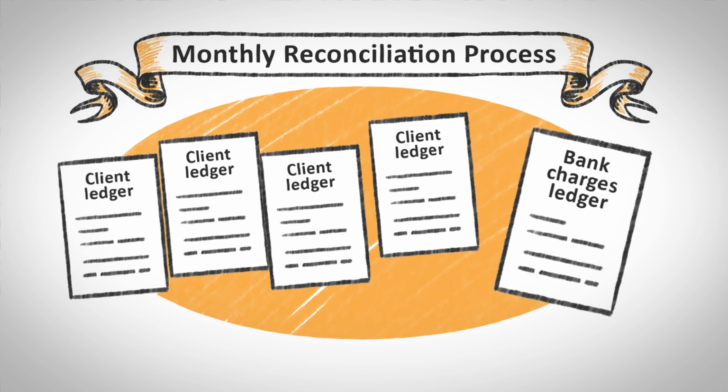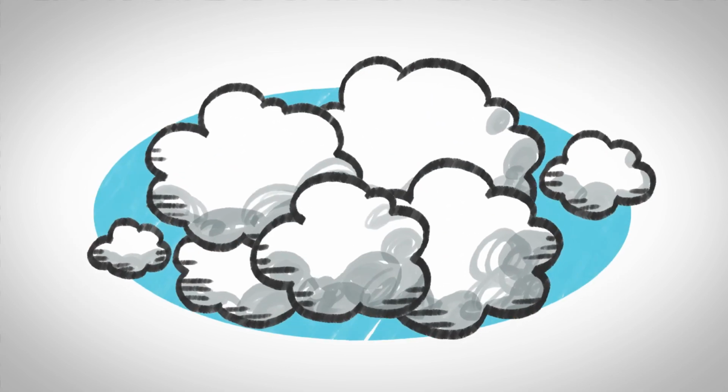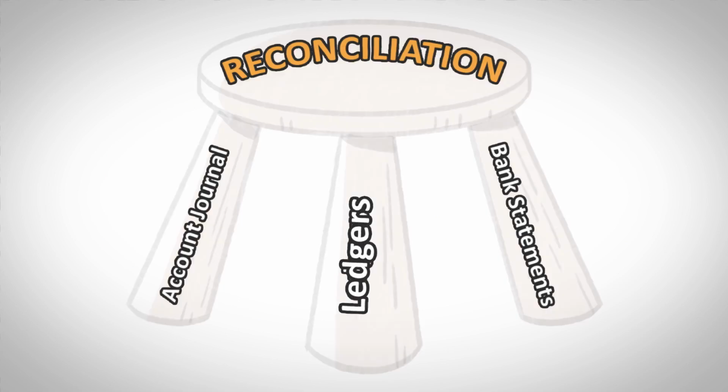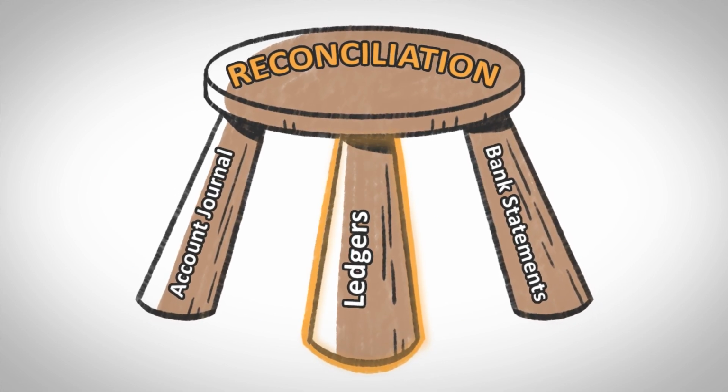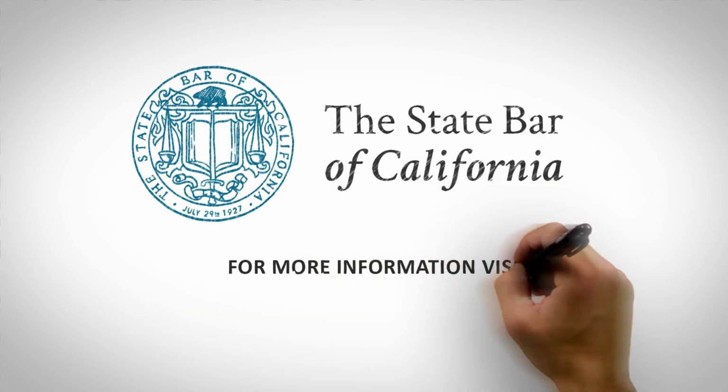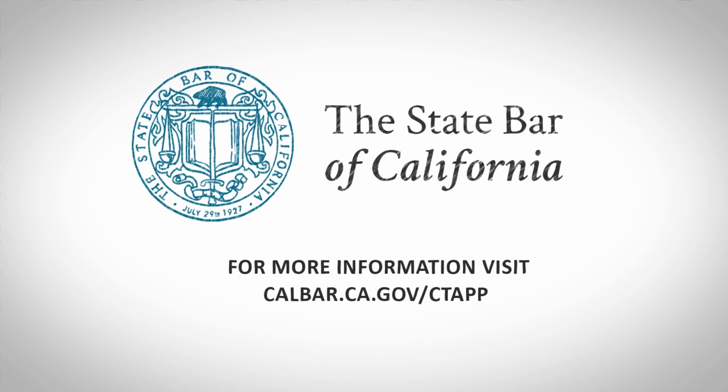As part of the monthly reconciliation process, you'll reconcile all of your individual ledgers to your account journal and to the bank statement. For more in-depth information about trust account record keeping and reconciliations, you may take the State Bar's Practical Trust Account Reconciliation course.